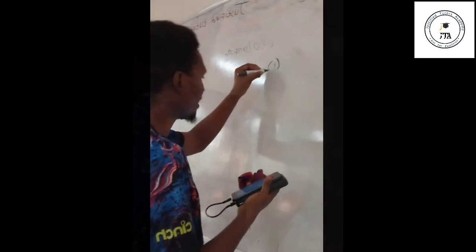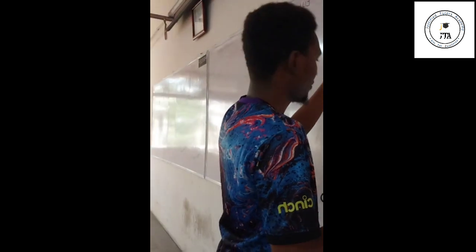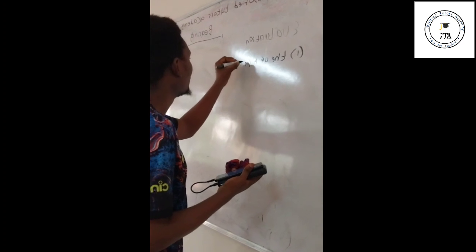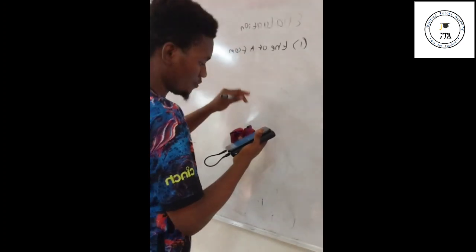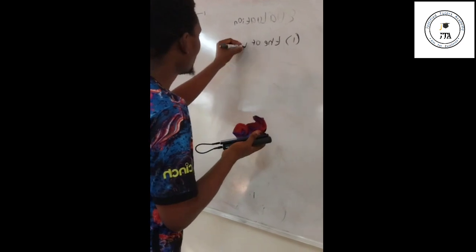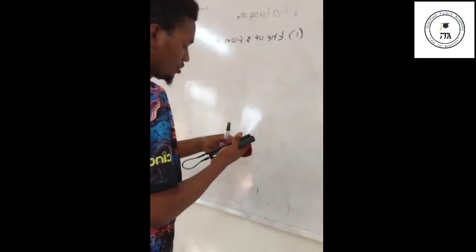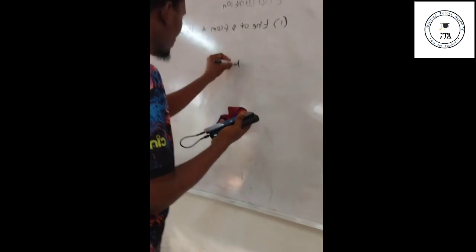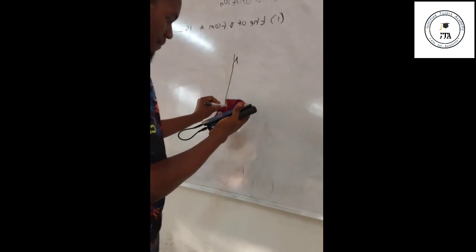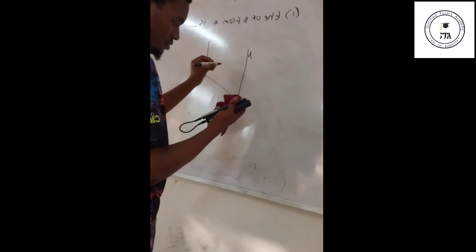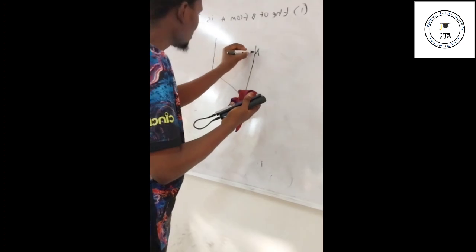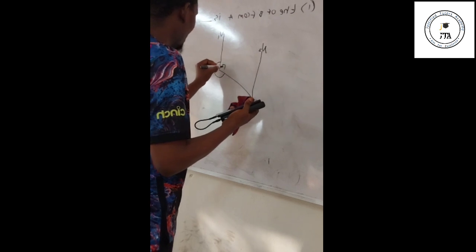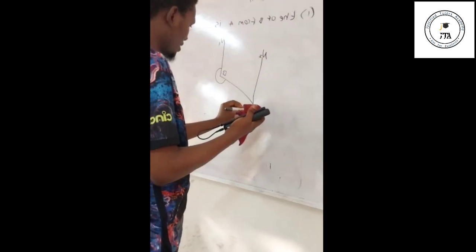So we say, in the diagram below, the bearing of B from A is dash. This is the diagram here. This is N2, this is N1. We have B at this side, and we have A at this side.